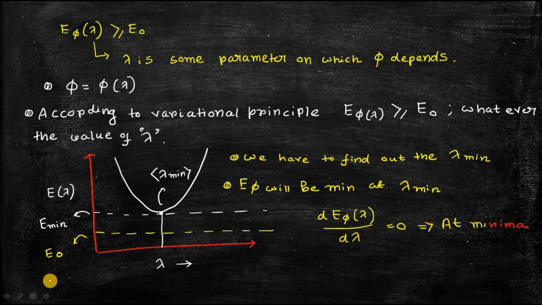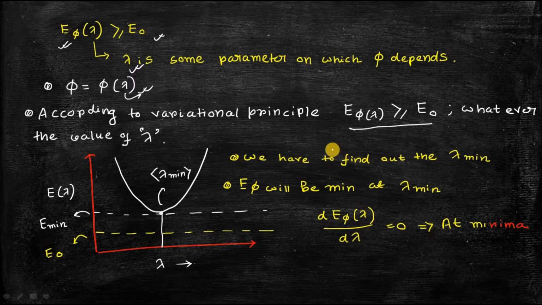Suppose that our trial wave function phi depends upon some parameter lambda. Whatever the value of this parameter lambda is, E phi will always be equal to or greater than E0. So that is the main thing of the variational principle. No matter the value lambda possesses, this will always be true.